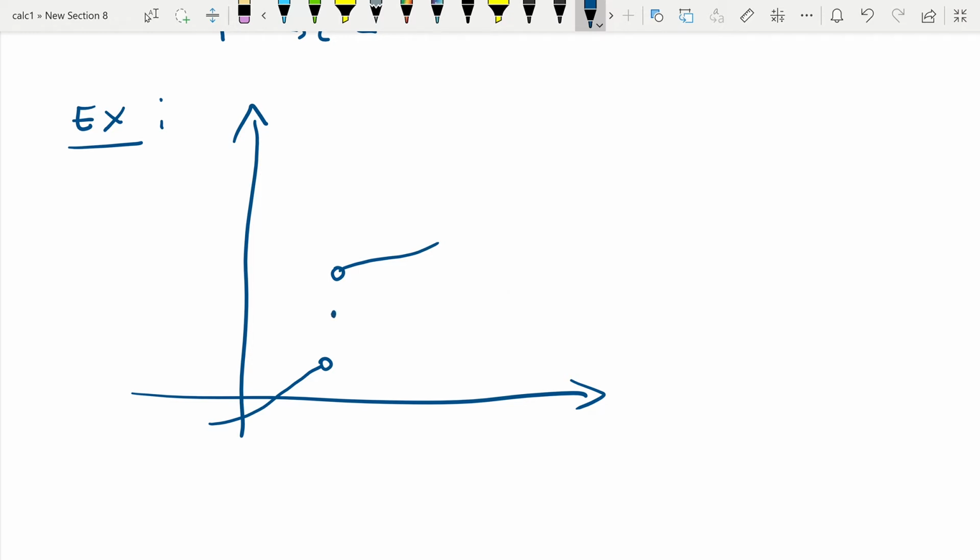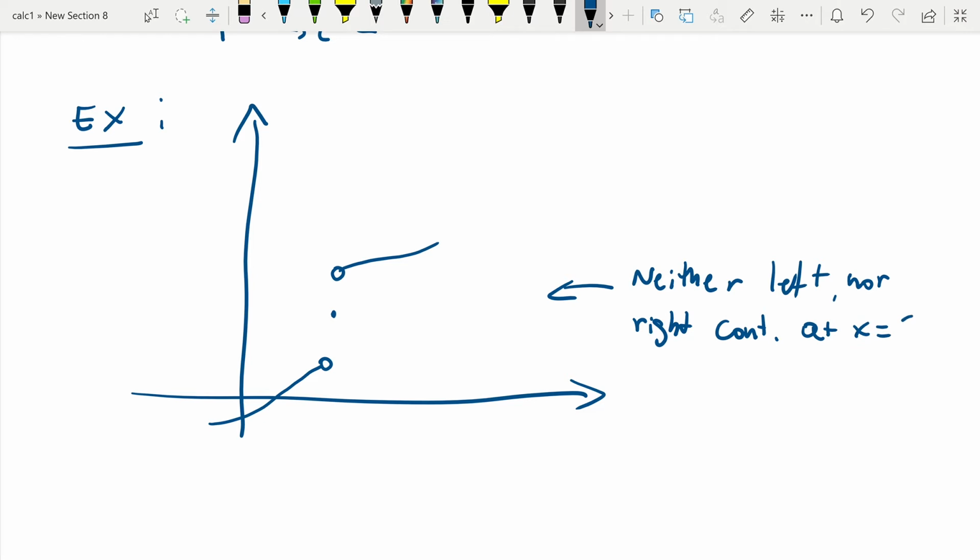Only now the value of the function does not agree with either the right or left hand limit. So this is a situation where the function is neither left nor right continuous at x equals c.